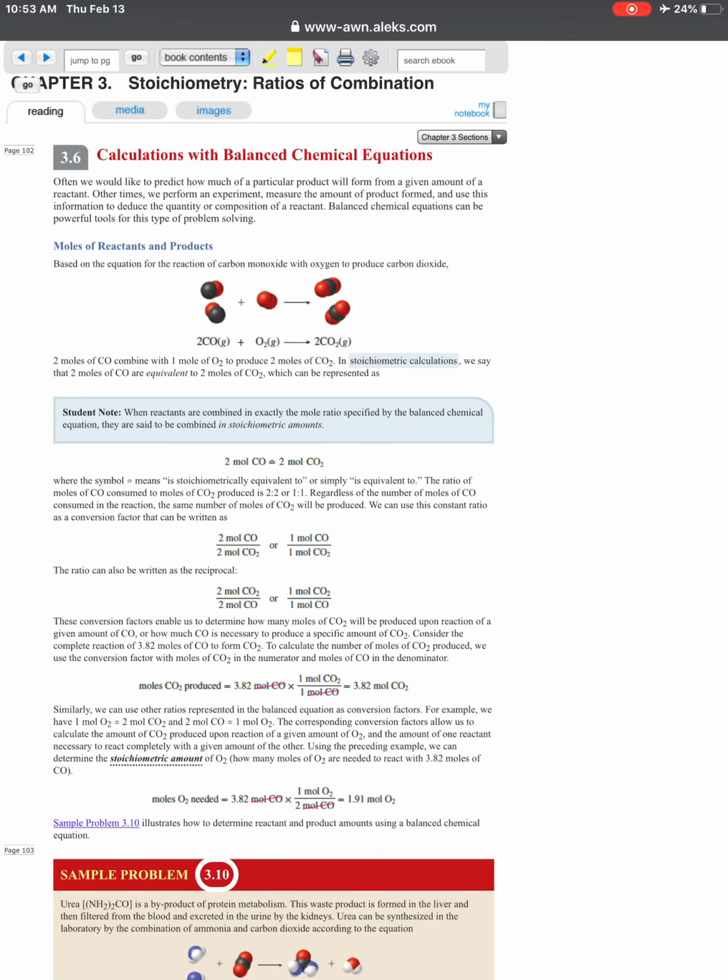2 moles of CO divided by 2 moles of CO2. That's a ratio, as in if you said something like 12 inches divided by 1 foot. Or you could write 1 foot divided by 12 inches. We do the same thing with the moles. 2-to-2 is the same as 1-to-1. That's perfectly fine. But we could also write it as the reciprocal. The ratio could be written as the reciprocal.